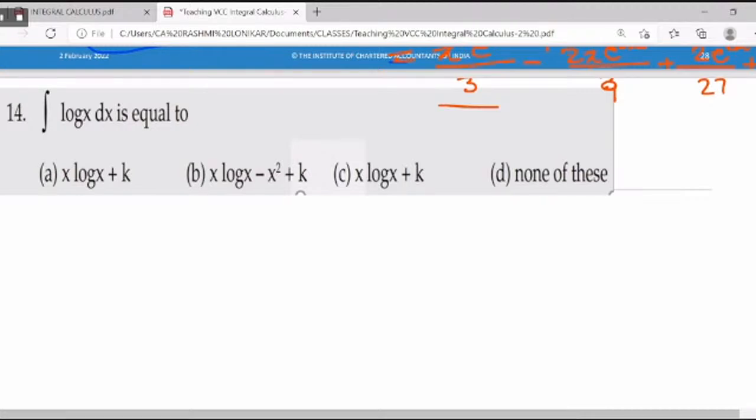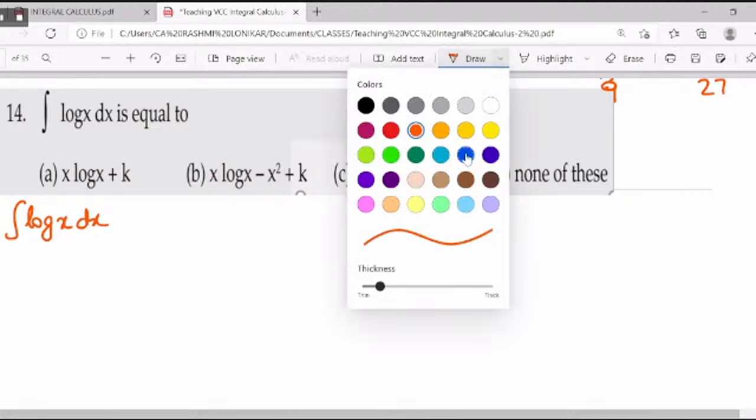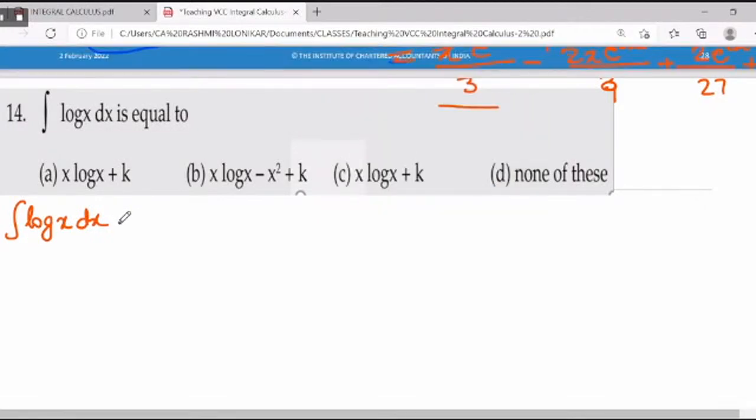Okay, now this is the integral of log x dx. As such, in integration, we do not have a direct formula for log x, but I'm showing you the answer. If this question comes directly, you already know the answer and you can use it. That is x log x minus x plus k.